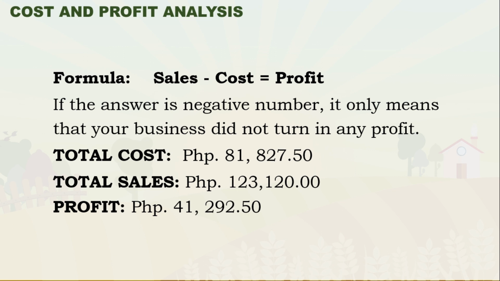So, tingnan natin kung tayo ba ay nalugi dito sa ating ginawang estimation. So, magkano ang total cost natin? 81,827.50 centavos. Magkano ang sales? 123,120 pesos. I-subtract nyo lang silang dalawa, equals the profit. So, kumita tayo ng 41,292.50 centavos. Okay? So, dito natin napatunayan na tayo bilang consumers, we must learn to appreciate those who provided us food, especially yung mga farmers.